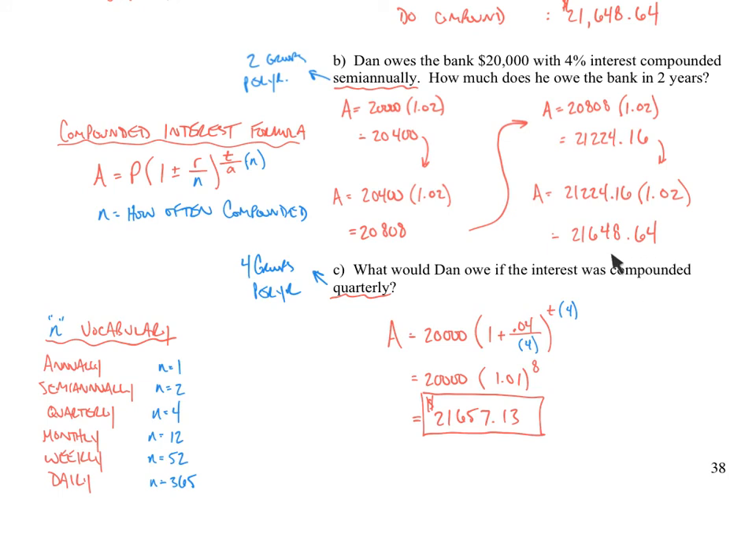Again, that's just a little bit more than what we got when we compounded semi-annually, right? This is just a little bit greater than this because we're compounding a little bit more often. And if instead of compounding quarterly, we had compounded monthly, it would be greater. And weekly would be a little greater than that. And daily would be even more.